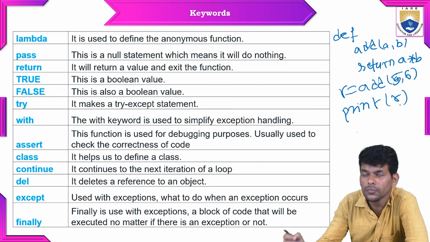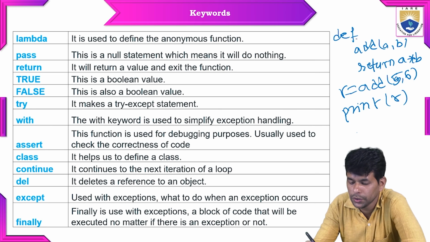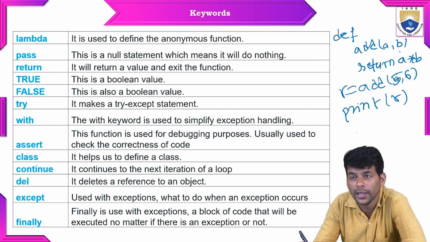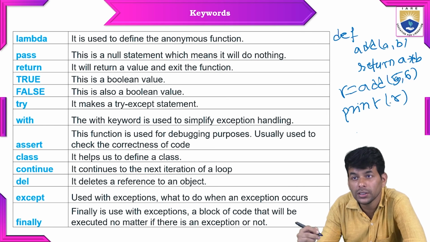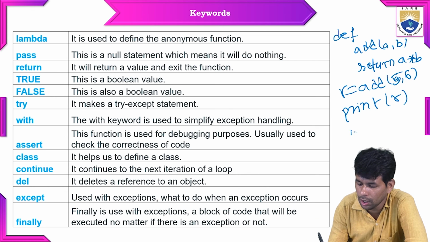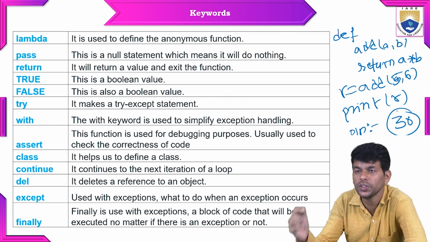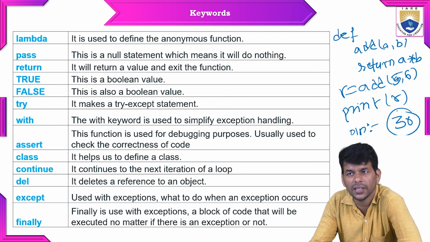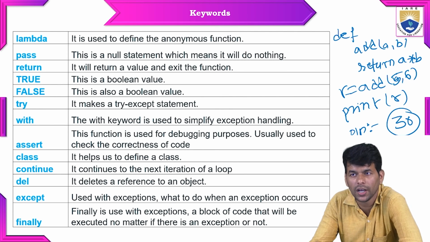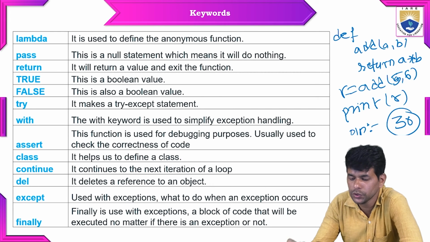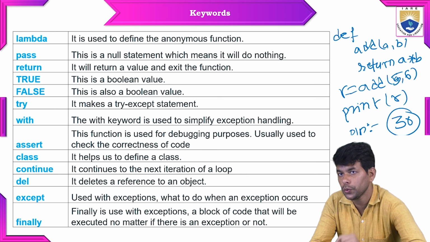print of r. What is the program I have written here? def add of a, b: return a into b. r is equal to add of 5 comma 6, print of r. The output here is 30. How did we get the 30? There may be a doubt. What is the process behind this? Very simple. Here I have used two keywords.